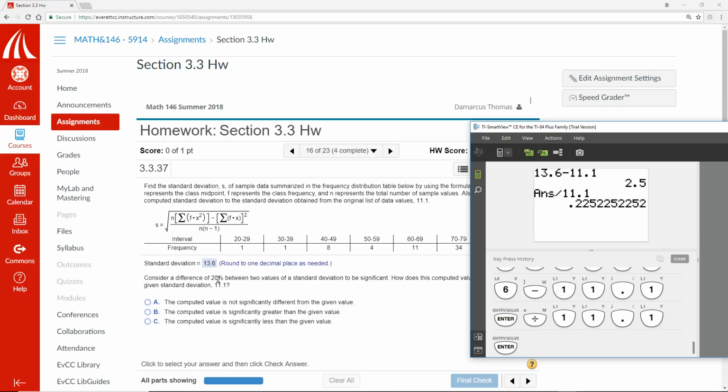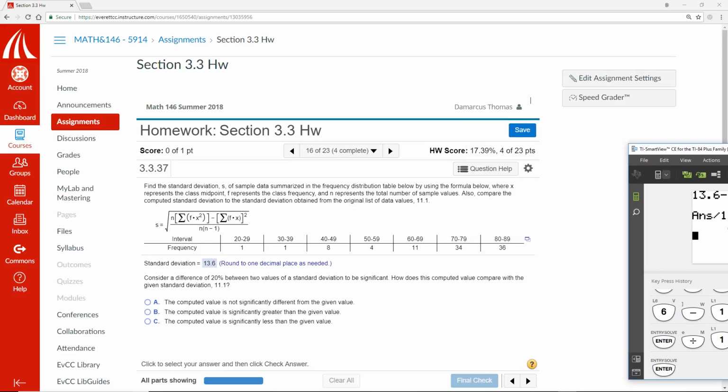So if we consider 20% between two values to be significant, how does our result compare? The choices are: the computed value is not significantly different from the given value, the computed value is significantly greater than the given value, or the computed value is significantly less than the given value. So it exceeds 20%, and so what I'm going to say is it's significantly greater than the given value.